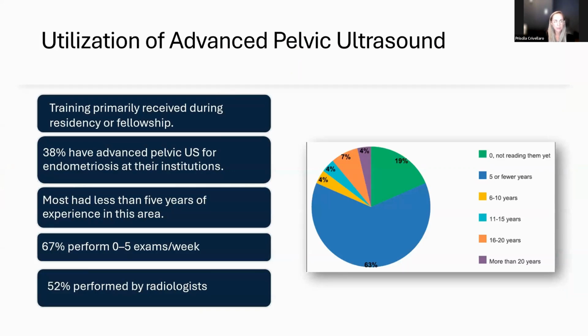And when we asked them about the utilization of advanced pelvic ultrasound, especially, we could see a very low adoption. Basically, only 38% of the respondents had ultrasound at their institution. And among those 38%, you can see here that 19% were not reading the studies. Most of the ones that were reading these studies had less than 5 years of experience. They performed fewer than five exams a week. And their training was primarily received during residency or fellowship.